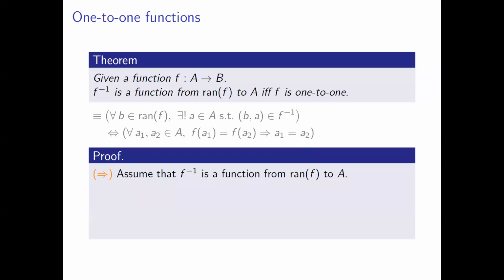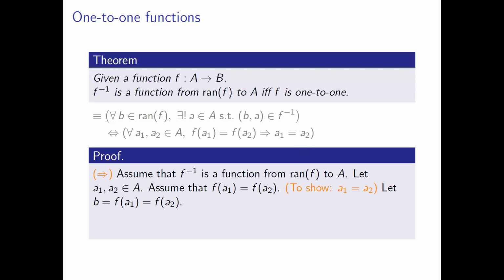We begin with the proof of the forward implication. Assume that f inverse is a function from the range of f to A. To show that f is one-to-one, let a1 and a2 be arbitrary elements of the set A. Assume that f of a1 equals f of a2. We need to show that a1 equals a2.